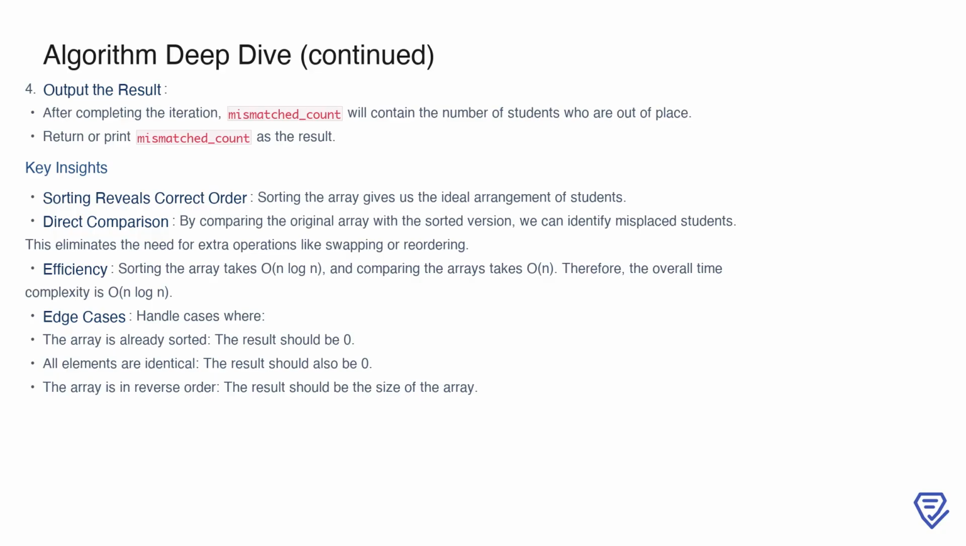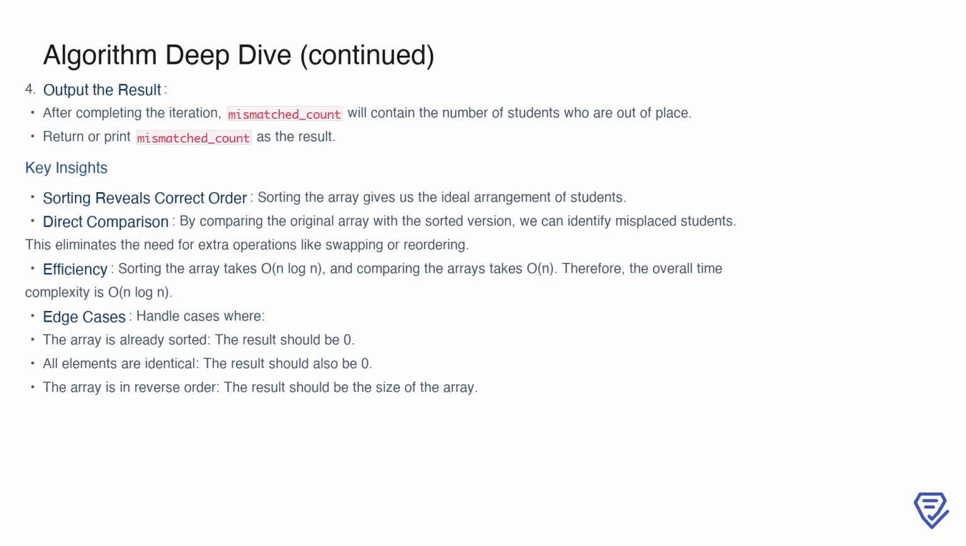Now, let's focus on some key insights that make this approach effective. First, sorting the array provides the ideal arrangement of the students, which serves as a reference for comparison. By directly comparing the original array to the sorted version, we eliminate the need for additional operations like swapping or reordering. This keeps the implementation straightforward. In terms of efficiency, sorting the array requires O(n log n) time, and comparing the arrays runs in O(n) time. Overall, the algorithm operates with a time complexity of O(n log n).